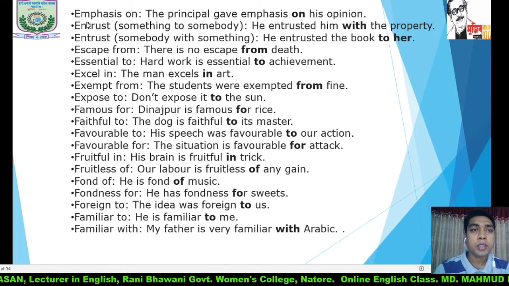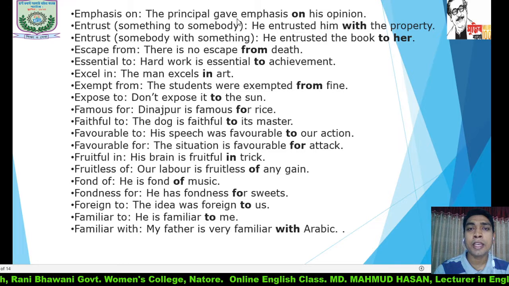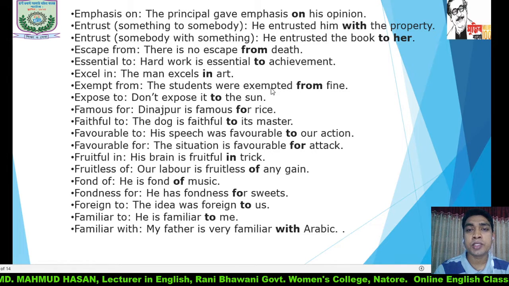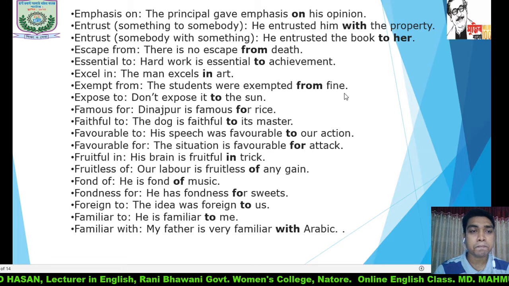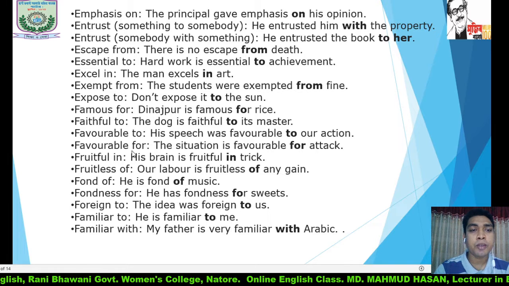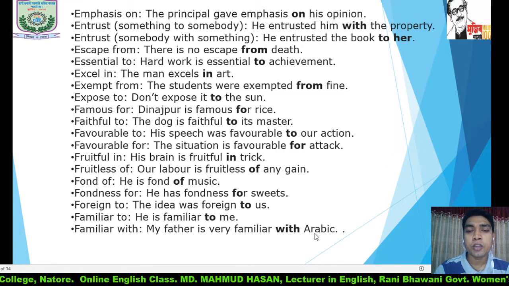So my dear students, in the first case, emphasize on: the principal gave emphasis on his opinion. Escape from: there is no escape from death. Essential to: hard work is essential to achievement. Exempt from: the students are exempted from fine. Faithful to: the dog is faithful to its master. Favorable for: the situation is favorable for attack. Familiar with: my father is very familiar with Arabic.